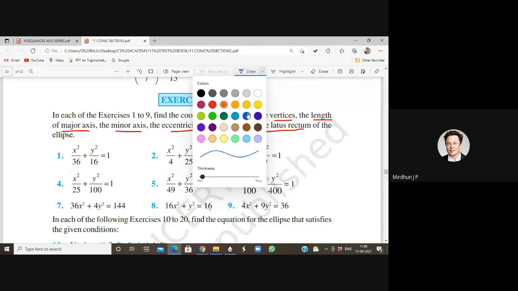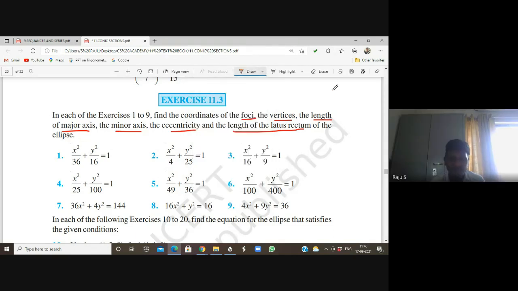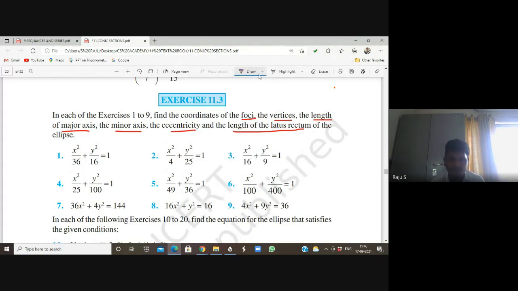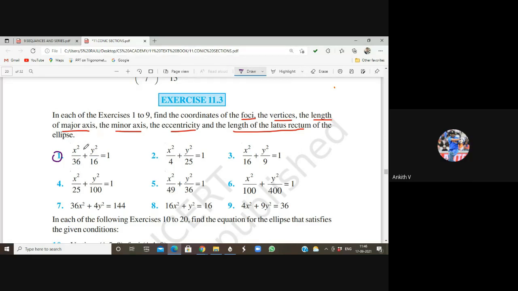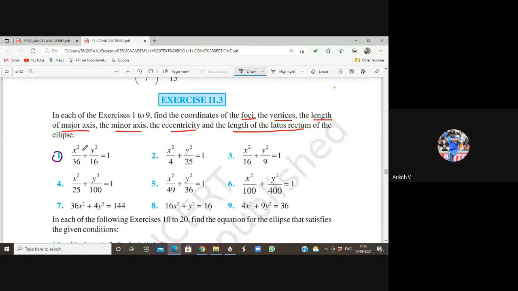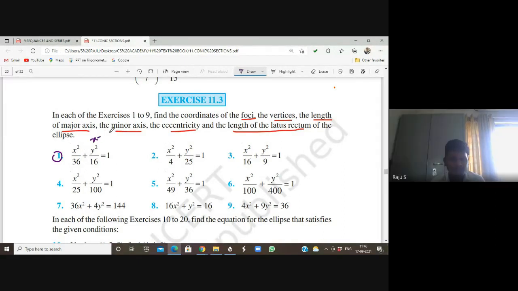See, first I am going to tell you shortcut methods. First, we have to identify what is the major axis and what is the minor axis. First question: is the denominator of x square higher than the denominator of y square, or lesser? Sir, a square is greater than b square. Nothing but what is the major axis, x-axis or y-axis? Exactly, x-axis is the major axis.